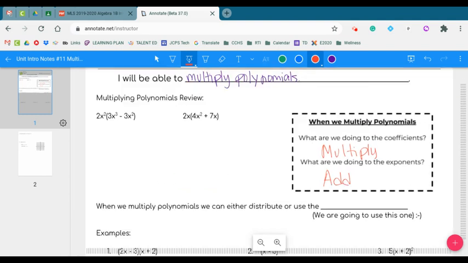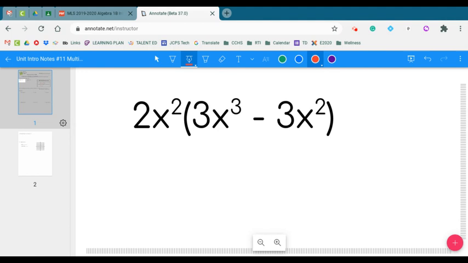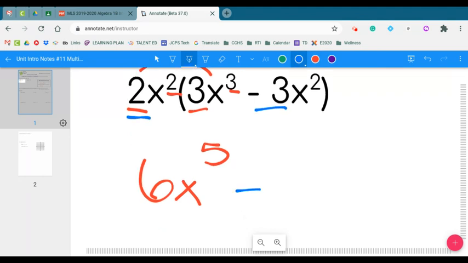Okay, let's go over to the first example on the review. So we have 2x squared times 3x cubed minus 3x squared. So we got to distribute this 2 to both terms in parentheses. So we're going to multiply our coefficients. So we're going to have 2 times 3, which is 6. And then add our exponents. So 2 plus 3 is 5. So we're going to have x to the 5th. Then we're going to do 2 times negative 3, which is going to give you negative 6. And then add your exponents, 2 plus 2, which is going to give you 4. And that is our simplified expression.